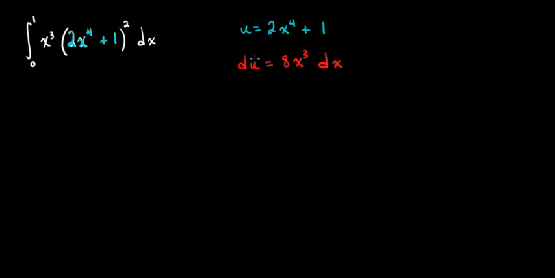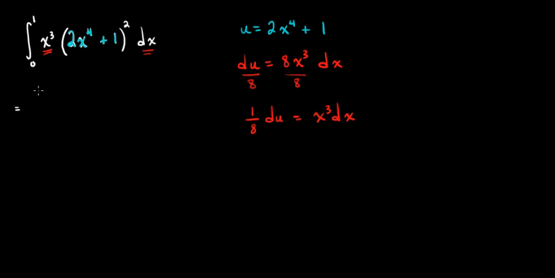Now that's really cool because I have the x cubed sitting right here, and I have a dx sitting right here. So it almost looks like what I have here. The only problem is that I have a constant of 8 here. So I want to get rid of this 8. Well, I can easily just divide both sides by 8. And if I divide both sides by 8, I'm left with 1/8 du is equal to x cubed dx. Now that's nice because I have x cubed dx sitting right there, so I can now make my substitution.